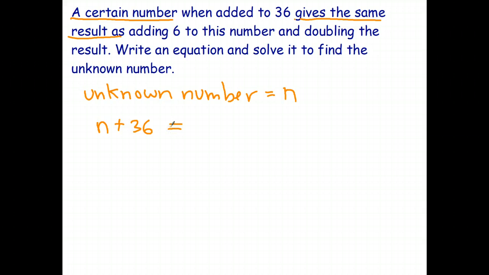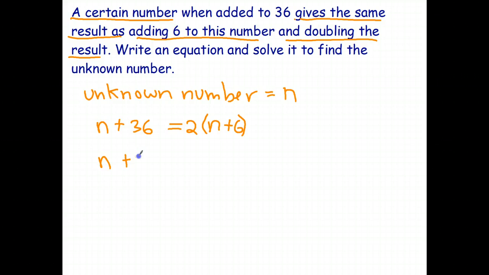And the last part of it says adding 6 to the number and then doubling the result. So add 6 to the number, and doubling the result means we have to put it inside of brackets. So a certain number, when added to 36, gives the same result as adding 6 to this number and doubling the result. So there's the hard step done, which is getting from the English to the equation.